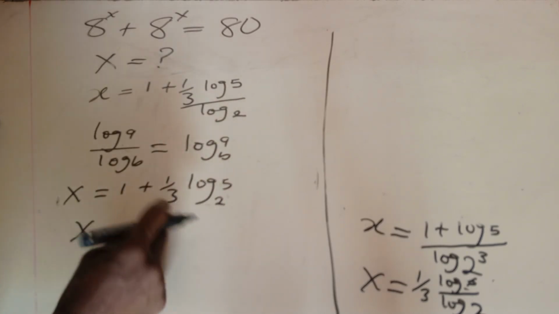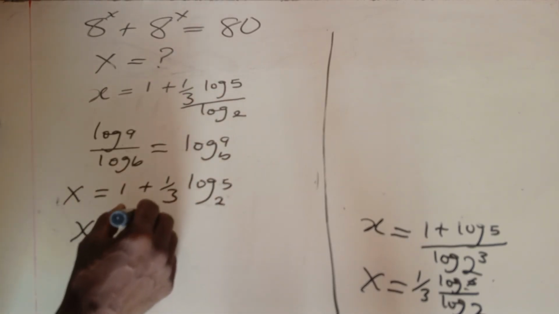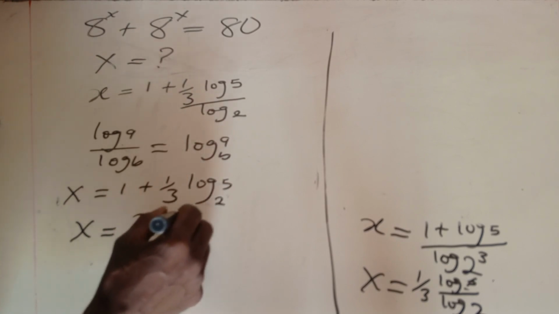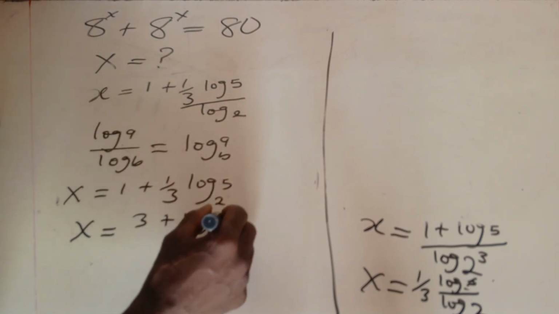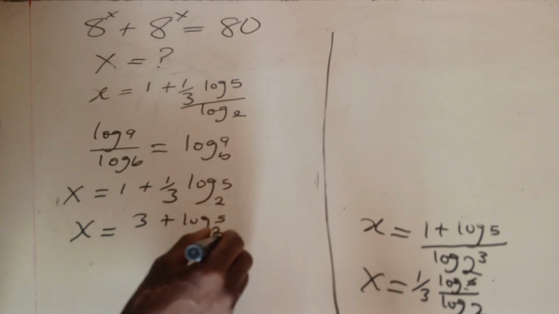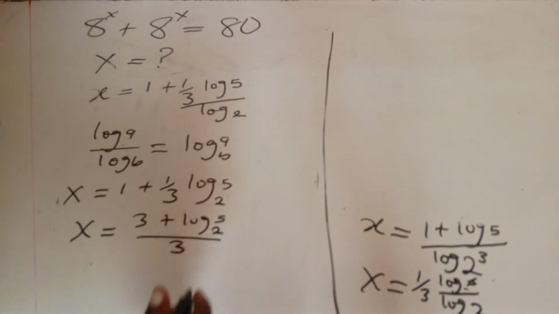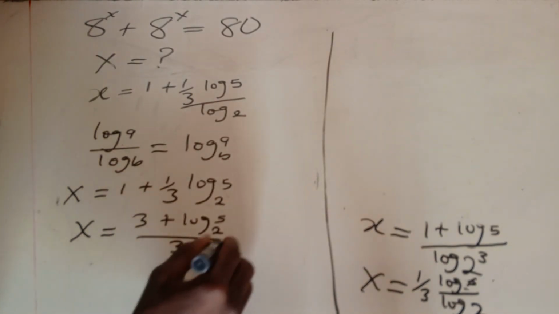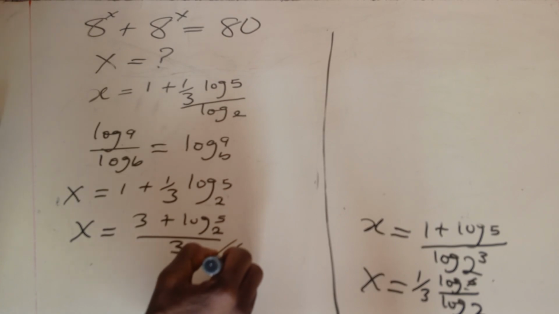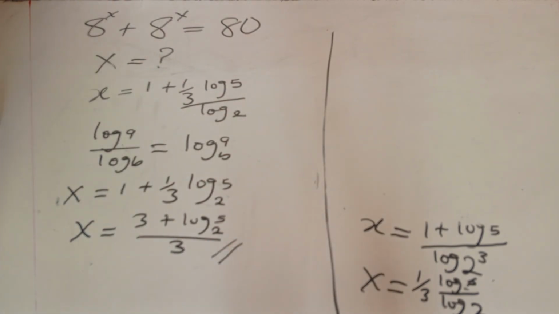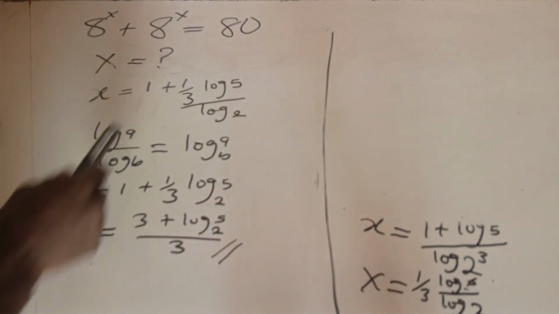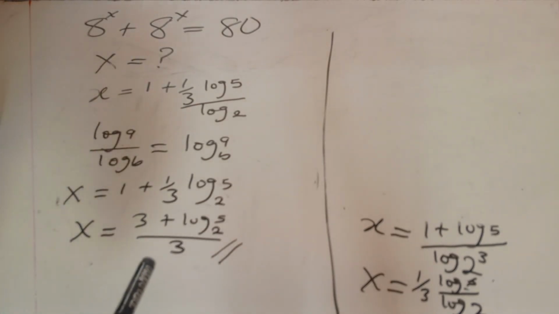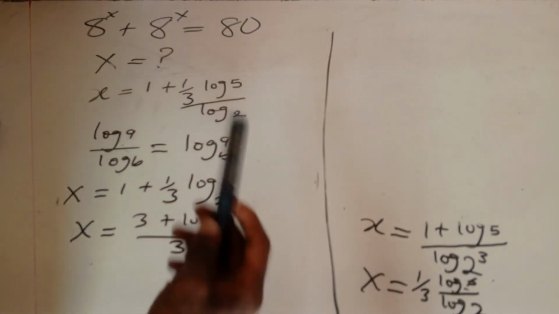By simplifying with the LCM, here we'll have x equals 3 plus log 5 base 2 all over 3. Then that's the answer. If you wish, you can check the value of x to confirm that x equals 3 plus log 5 base 2 all over 3.